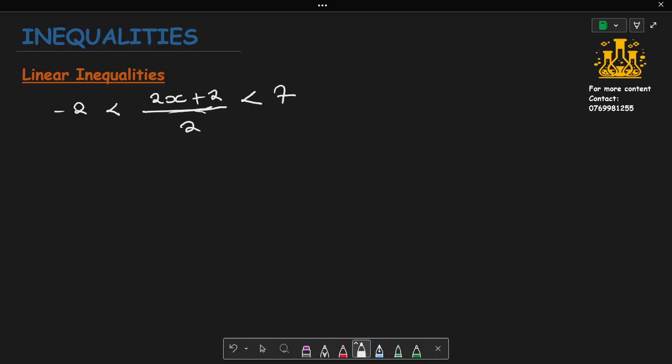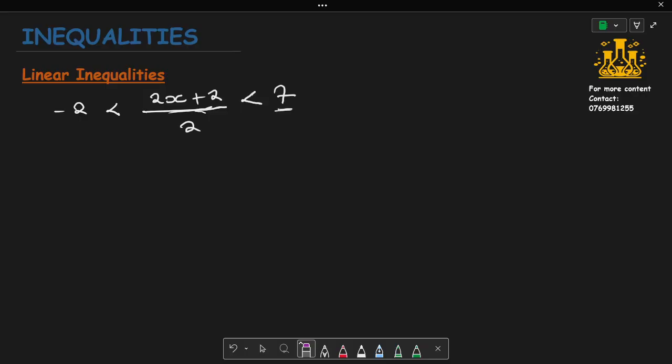Okay, look at this problem for a minute. You find that this problem has three sides. The part in the middle is being compared not to just one side, where we just say this is less than 7, but we are saying that it is also greater than -2. Okay, so we have an expression in the middle being compared to two things, not just one.